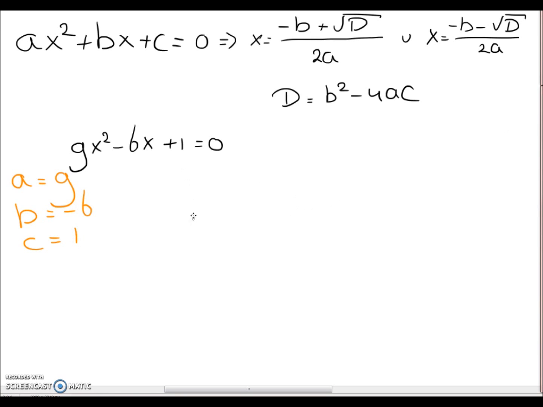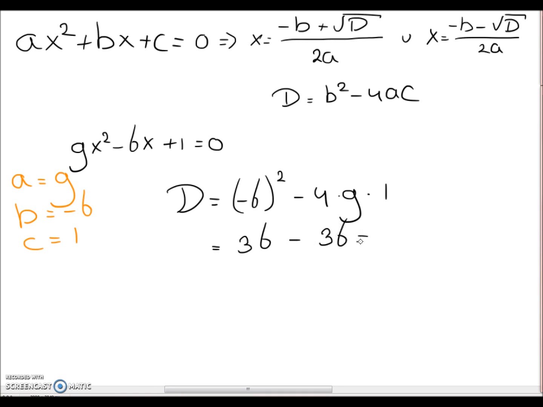So once again, first we calculate the discriminant d, so that's b squared. Note that since b is negative and you square the whole of b, you have to put -6 inside brackets before squaring it. Minus 4 times 9 times 1 is equal to 36 minus 36 is equal to 0.